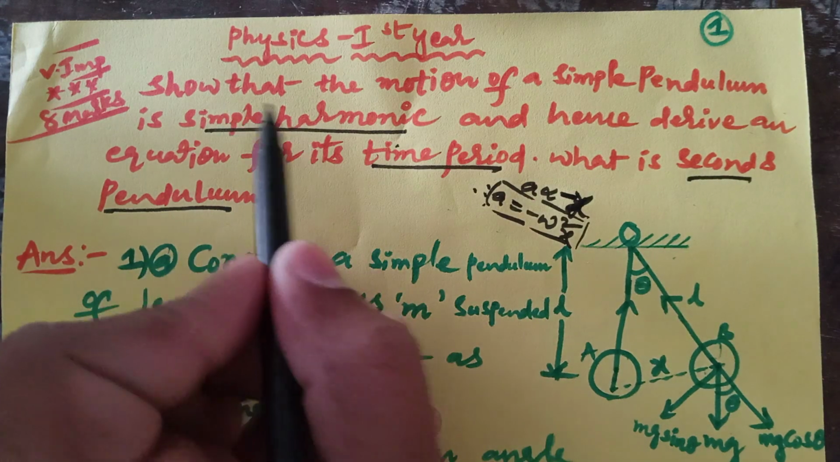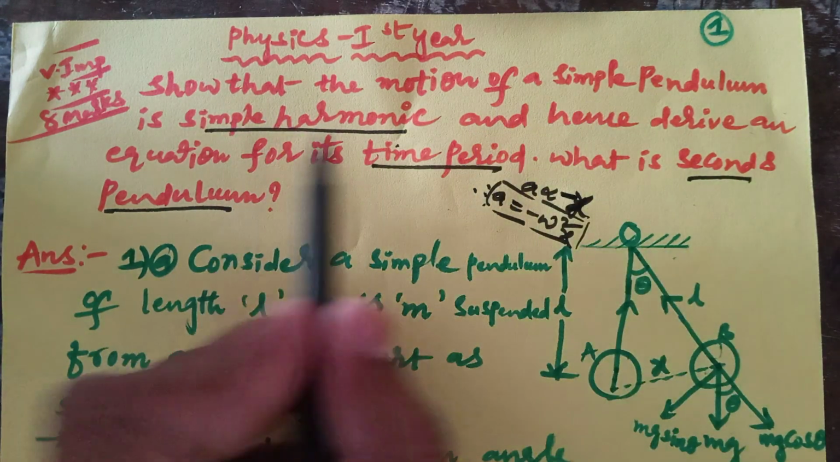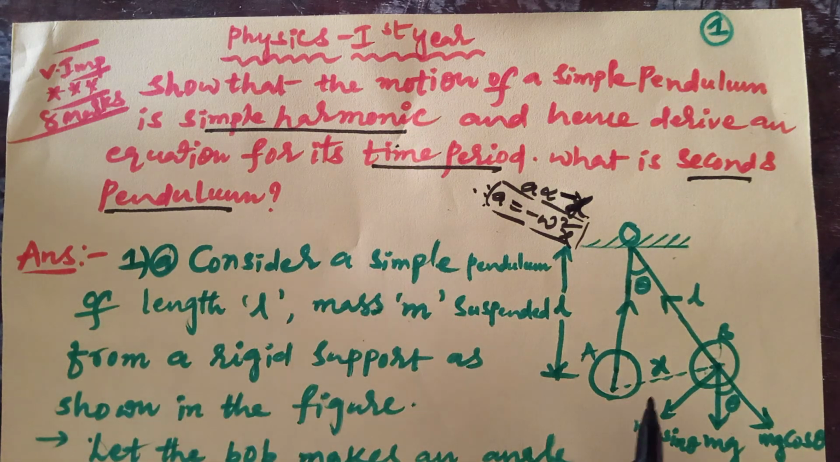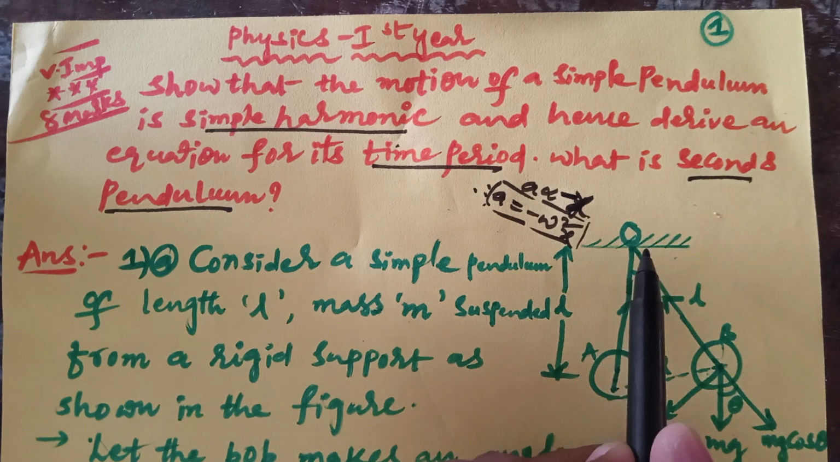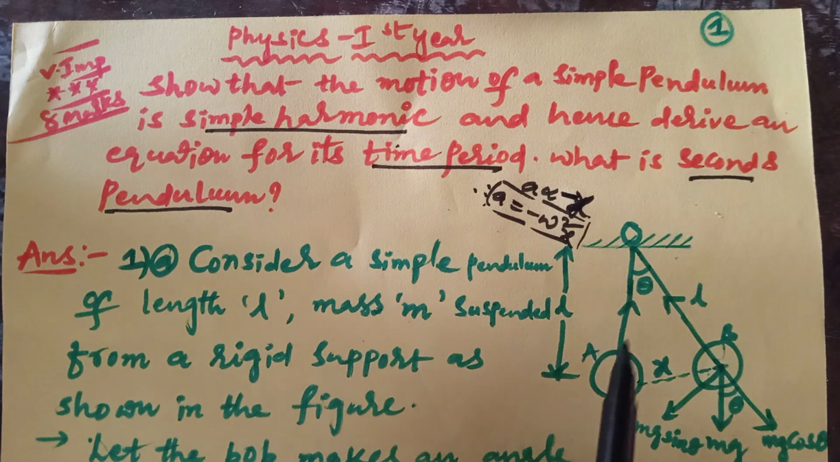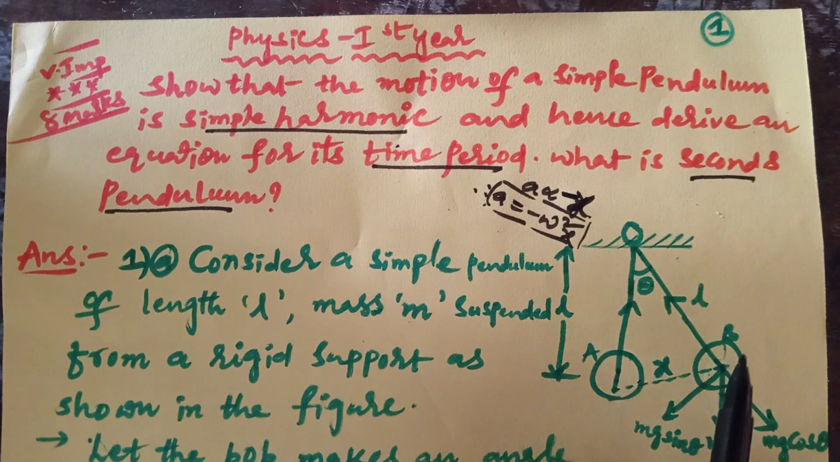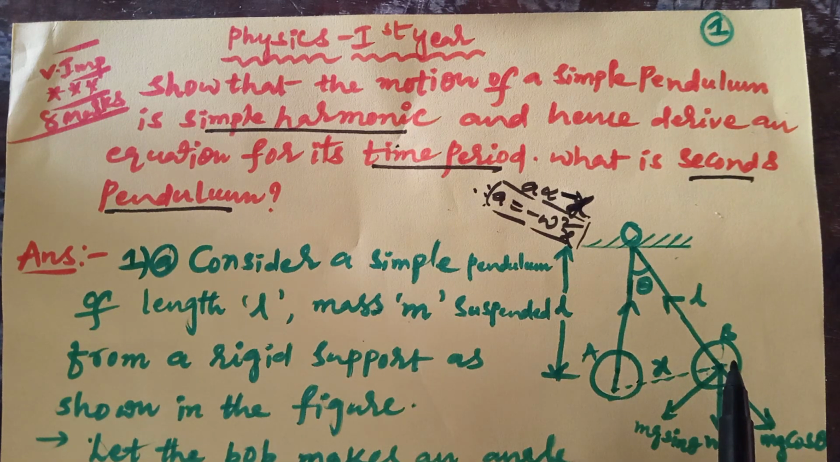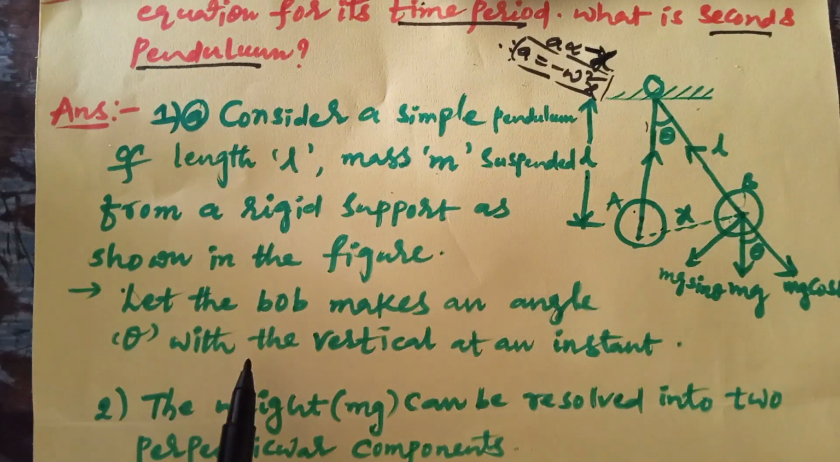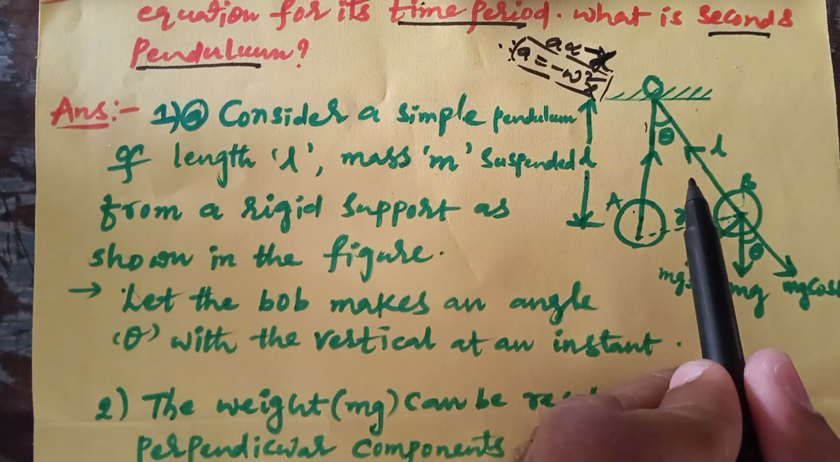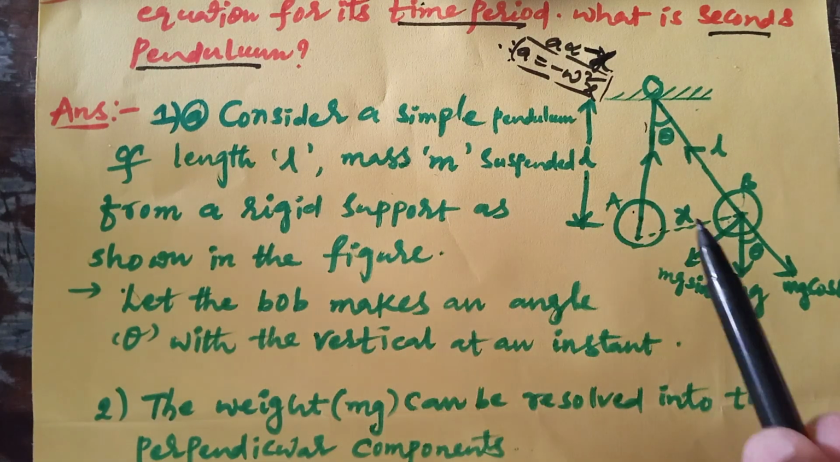Now, first, show that the motion of a simple pendulum is simple harmonic. In our diagram we clearly observe a heavy metallic bob suspended by a thread from a rigid support. Then when it moves in to and fro motion, what will happen at point B? Let us consider a simple pendulum of length L and mass m, suspended from a rigid support as shown in the figure. Let the bob make an angle theta with the vertical at an instant.